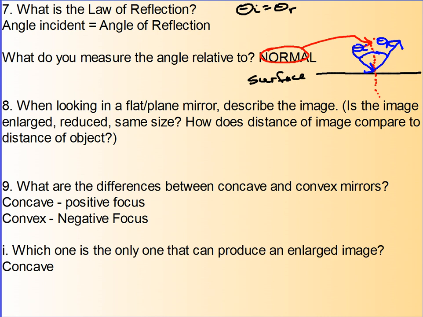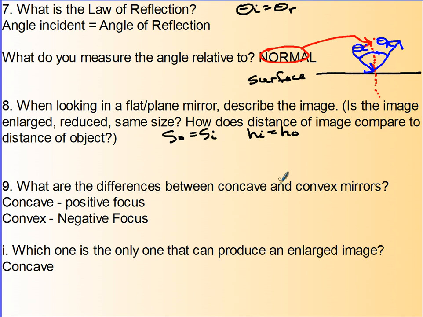Now, when you look at a plain flat mirror, what's the image like? Well, it's always the same. The object distance is always the same as the image distance. And the height of the image is always the same as the height of the object.